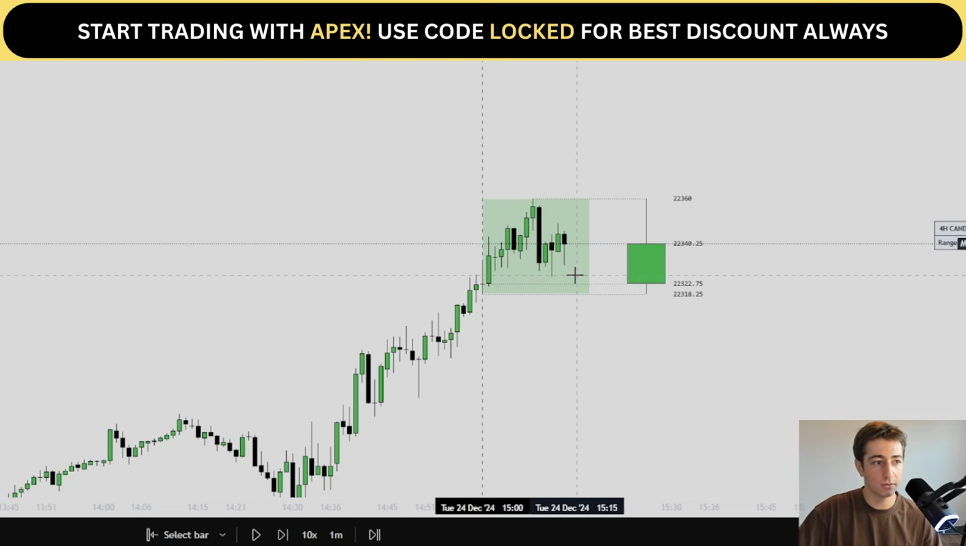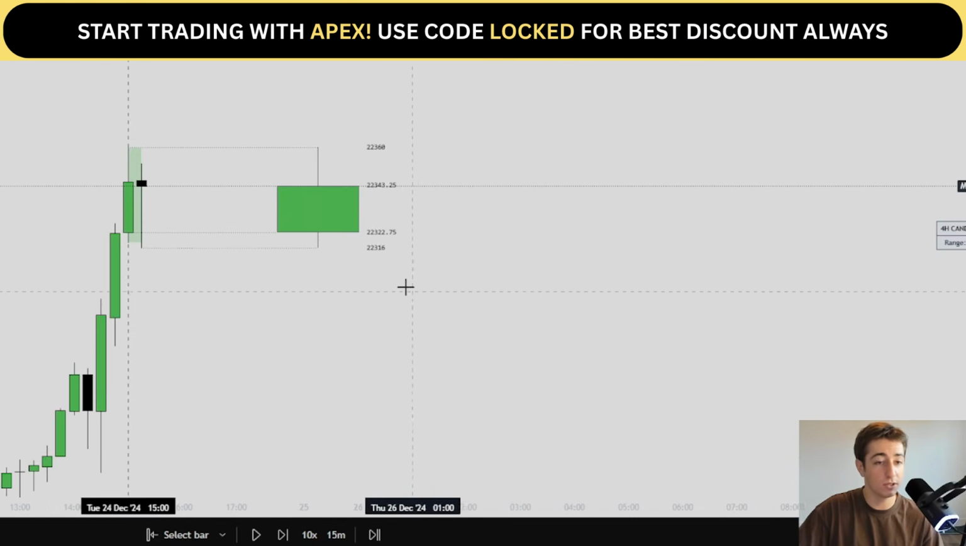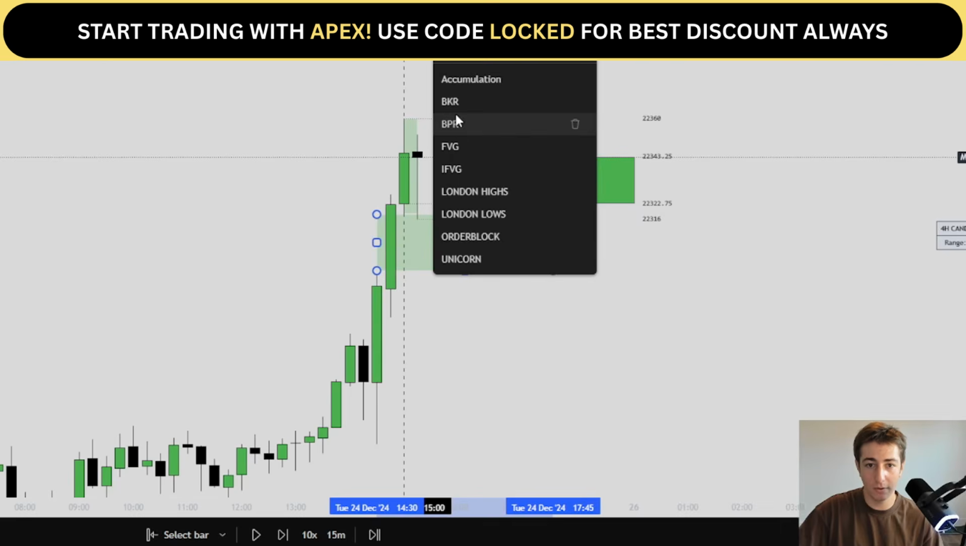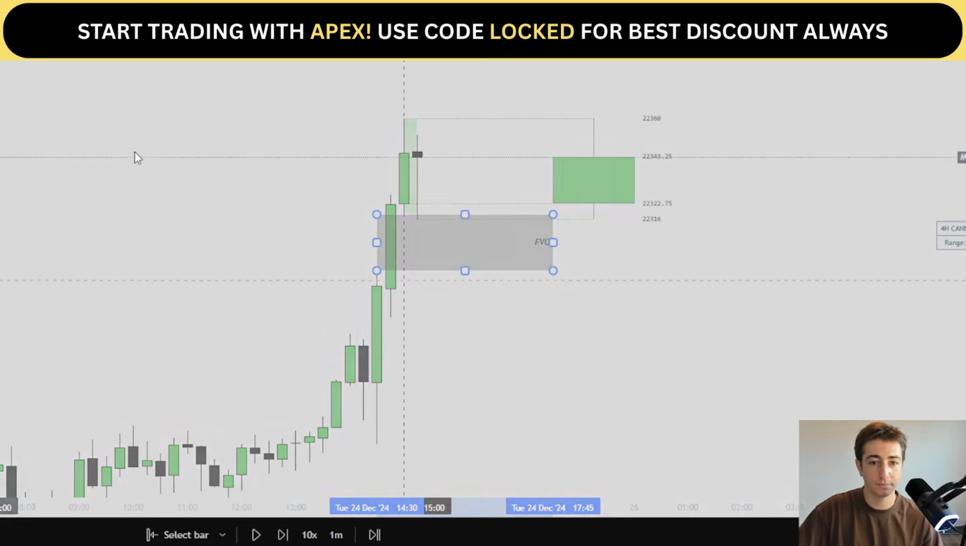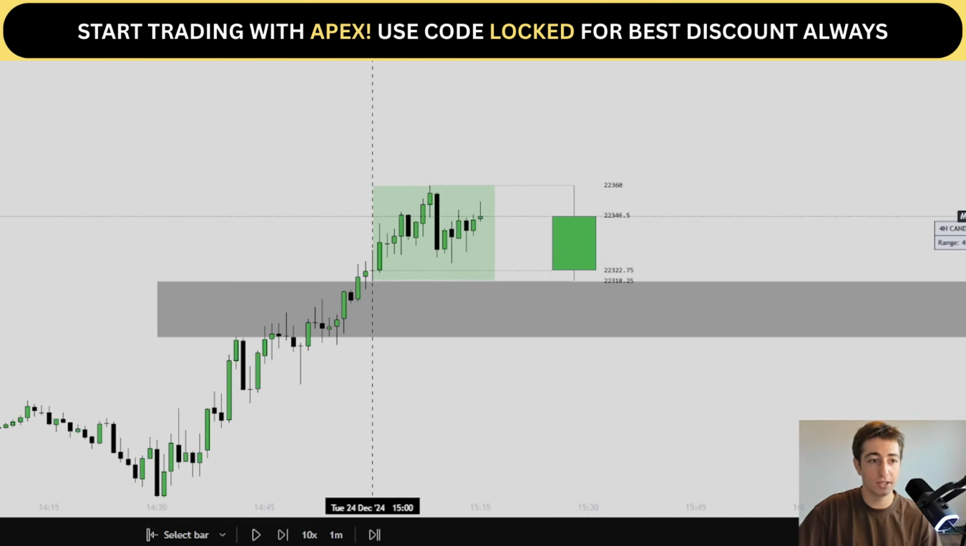Now, what do we see here? Okay, we've ranged for over 15 minutes here. So let's drop onto the 15 minute and see if we have a gap. Okay, we do have a gap. Obviously, you can see we do end up tapping into that. Let's go ahead and mark out that 15-minute gap. That's where we're going to wait for a manipulation into.